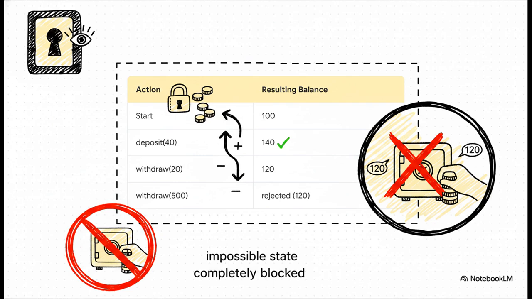Let's trace this bank account out in real time. We start with a balance of 100. When we call our public deposit method for 40, it validates the amount is positive, adds it up, and our balance safely becomes 140. When we call withdraw for 20, it checks that we have enough funds, subtracts the money, and our balance drops to 120.